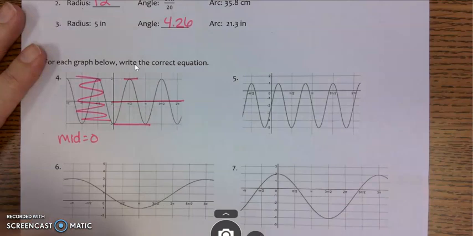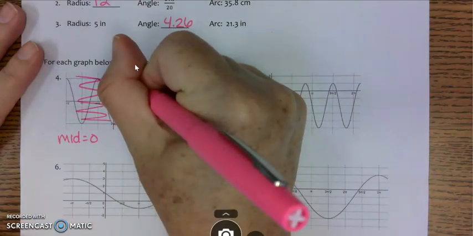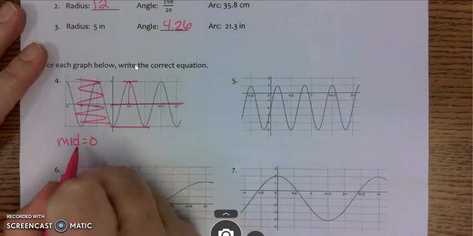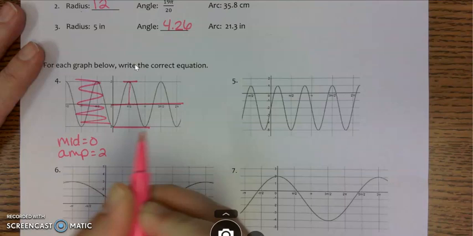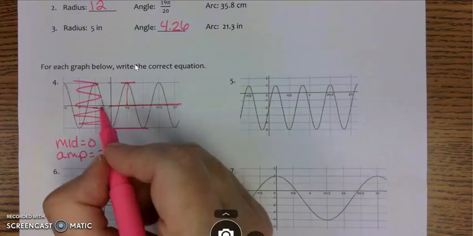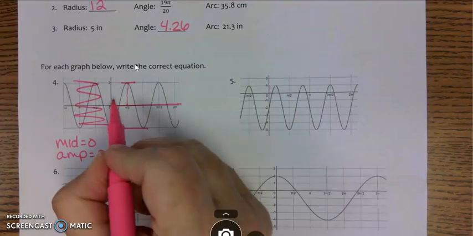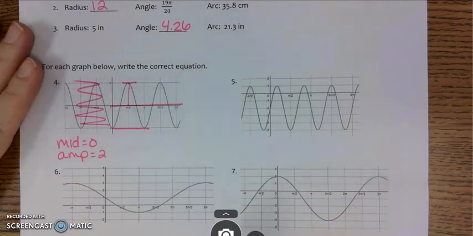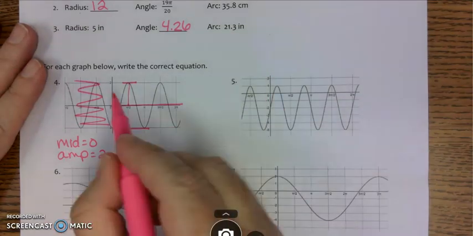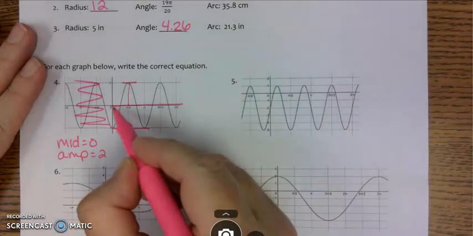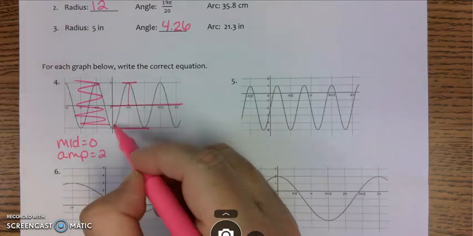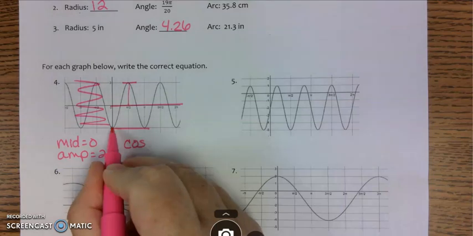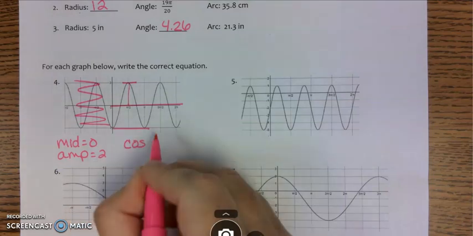Okay. Amplitude is from the midline to the highest or the lowest. So my amplitude is 2. Now, remember, sine starts at the middle. This starts here at the bottom. Okay, so we have amp. So since this doesn't start in the middle, cosine either starts high or low. And since it starts low, you know this is cosine. And because it's low, it is flipped.